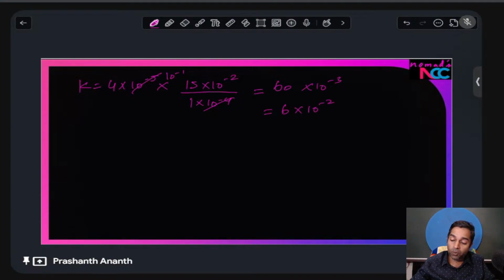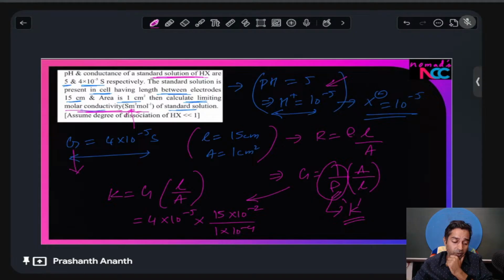Now next up, what is going to be looked at over here? They are asking us to calculate the limiting molar conductivity, in Siemens meter squared per mole. They have given that concentration is going to be 10 power minus 5, so pH has been given as 5. That is not particularly useful over here. Assume degree of dissociation is very much less than 1. That means I have to calculate the actual concentration.